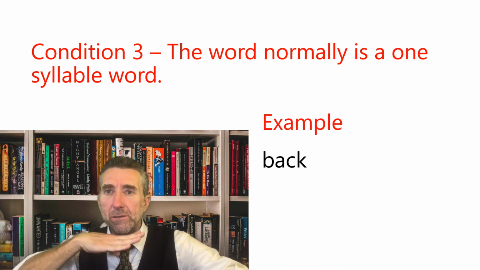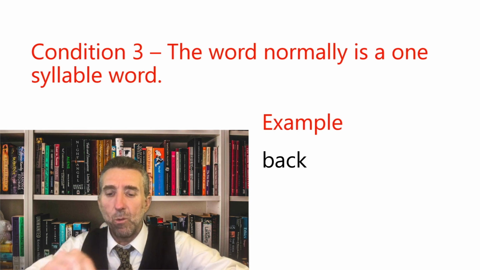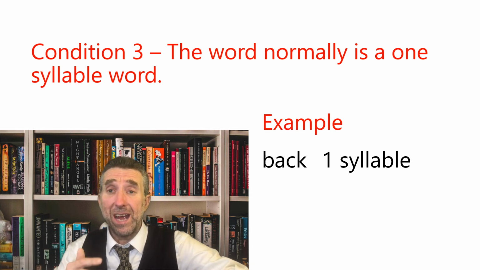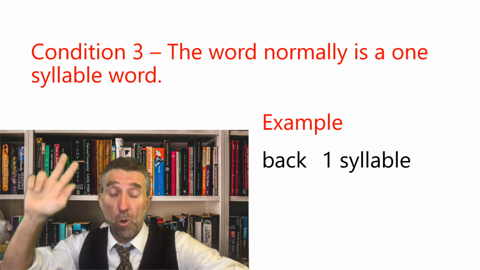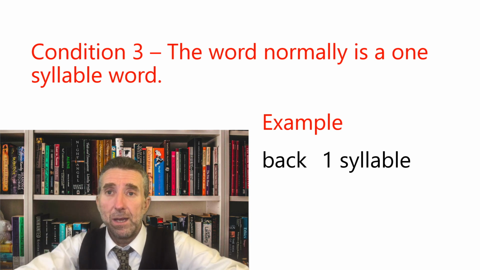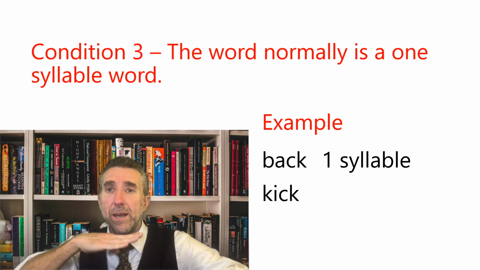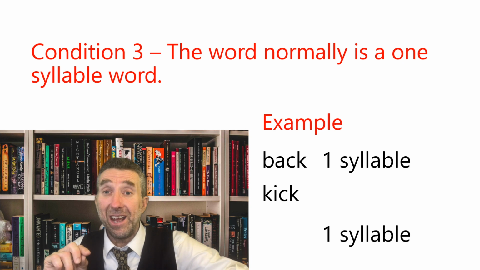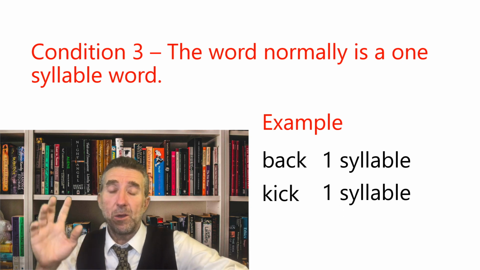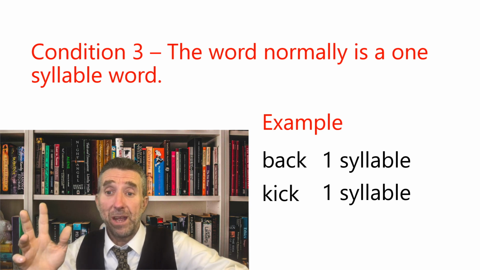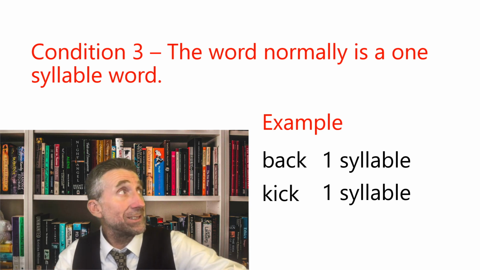Put your hand underneath your chin and say the word back. Back. Your chin came down once, which means that it's a one-syllable word. And back, we've just found out, meets the third condition, and thus all three conditions that have to be met to use CK. Kick. Put your hand underneath your chin. Kick. One-syllable word. And like back, it meets all three conditions to use CK. And that's why I've used CK in these spellings here.